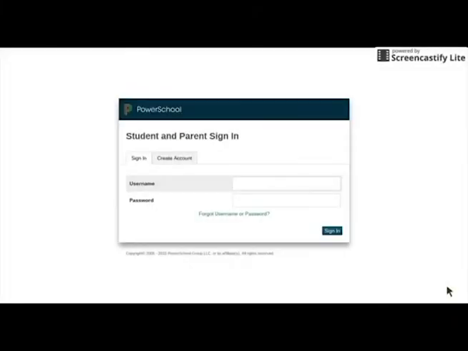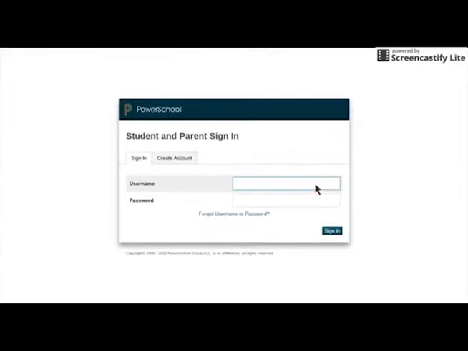Good morning, everyone. Today, we are going to be showing you how to log into your student portal to make your course selection requests for the 2016-2017 school year. First, we're going to have you start by logging in to your student portal account.